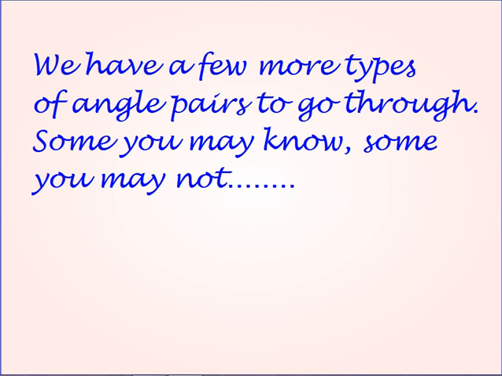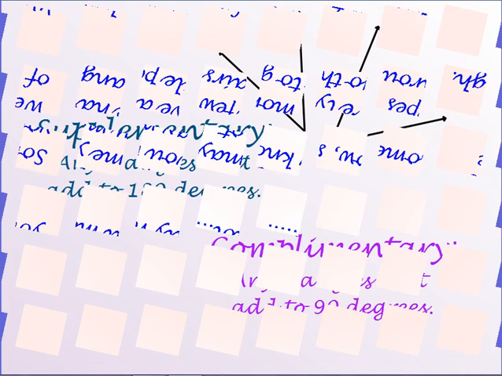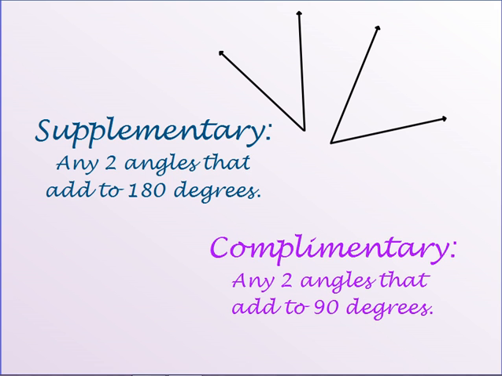We have a few more types of angle pairs to go. Some you already know, some you don't. They all need to go in your notes, however. Some that you may know from your past are supplementary angles. A pair of supplementary angles add to 180 degrees. You can't have more than 2 angles in a pair. So 2 angles that add up to 180 degrees are supplementary.